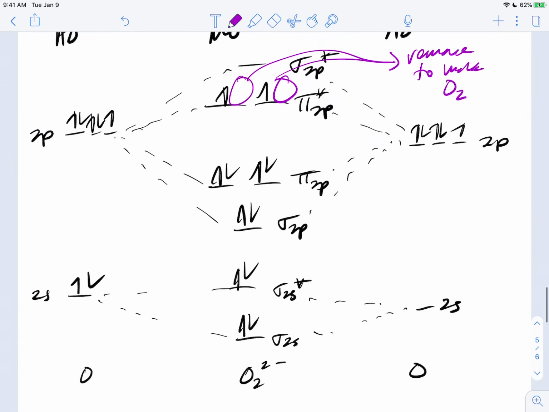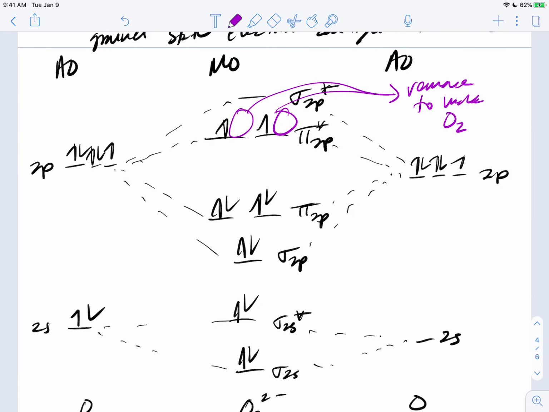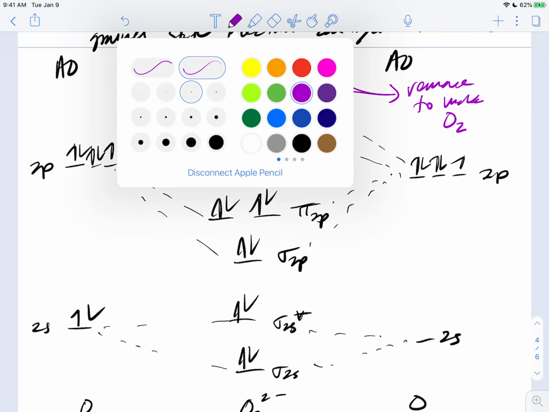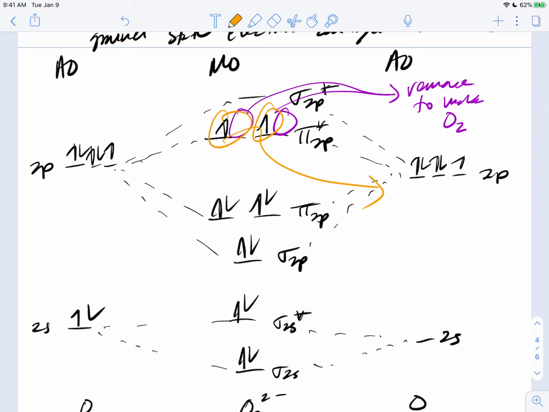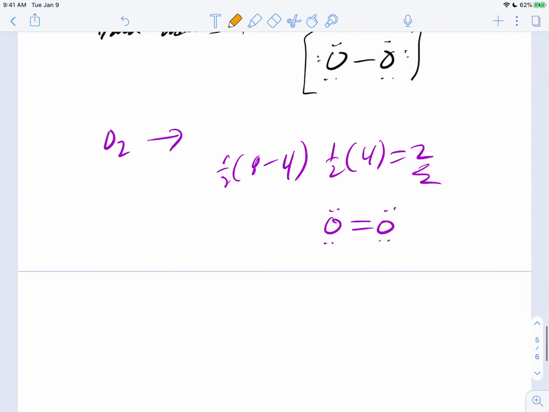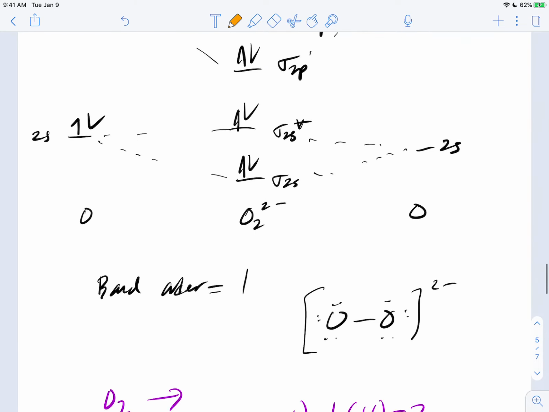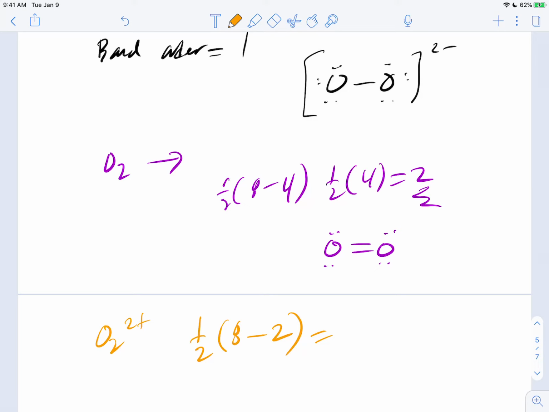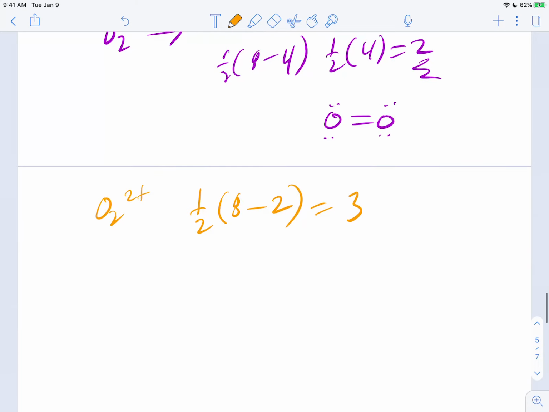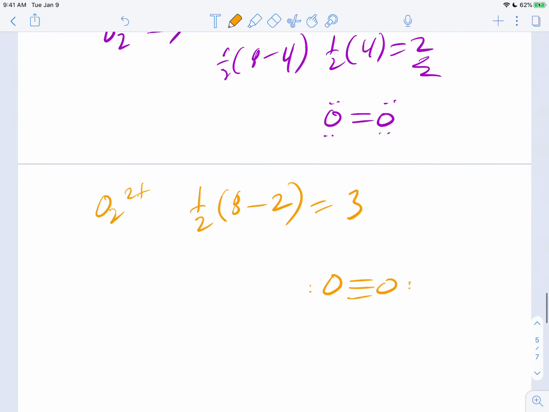If we decide to go to O2 2 plus, then we get rid of more electrons. The bond order is, we still have 8 bonding and just 2 antibonding, right, because the only antibonding we have is the sigma 2s. So this actually has a bond order of 3. So that would be O triple bond O, and that would be a 2 plus charge.